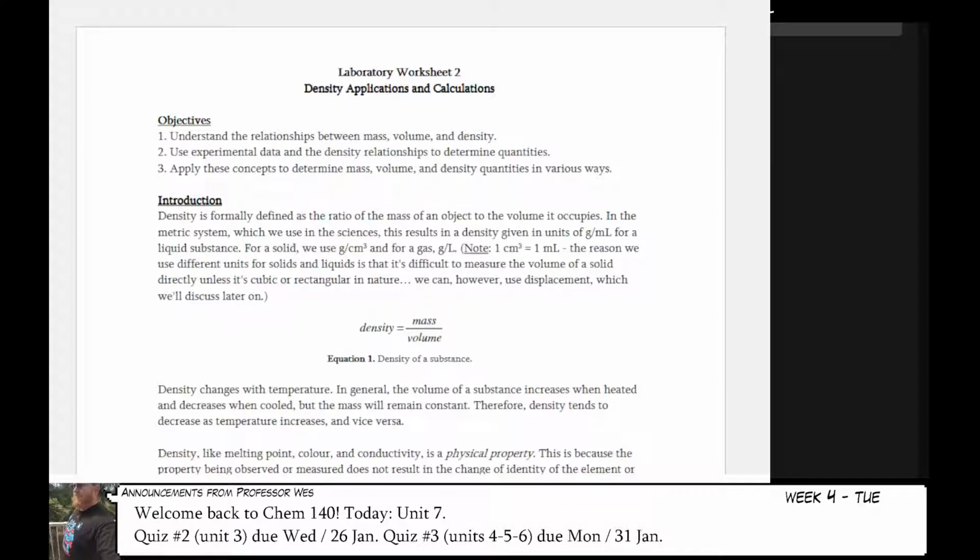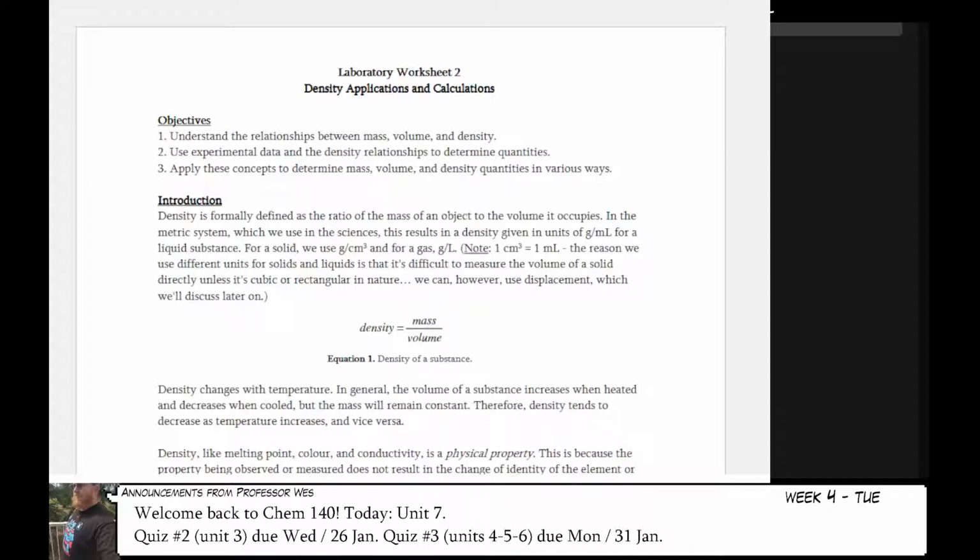So lab number 2 is a density worksheet. Density we covered in Unit 5. We're going to look at some different ways that we can apply density and use it to determine various quantities or calculate density from various things that we can measure, and so on and so forth. Very, very important.